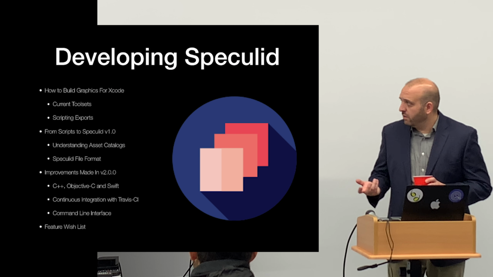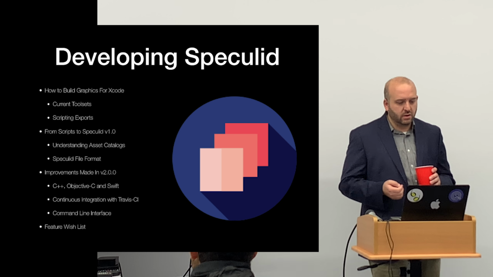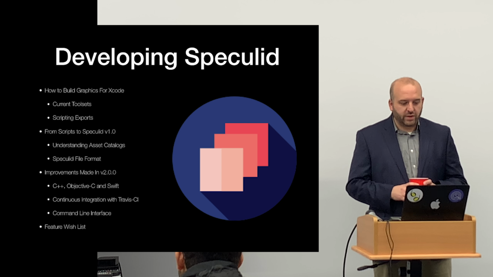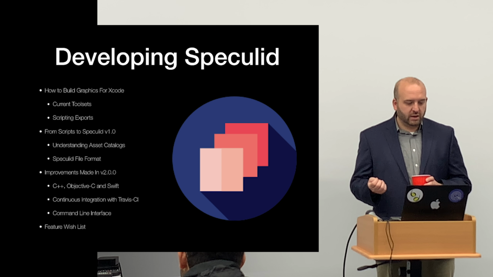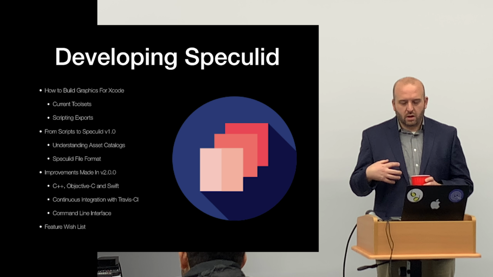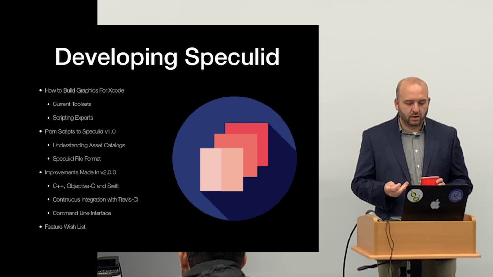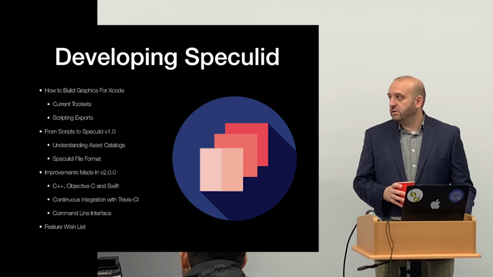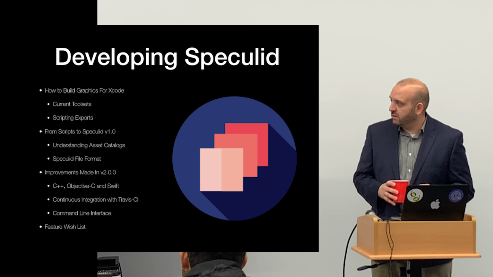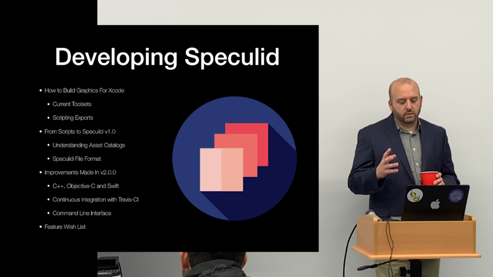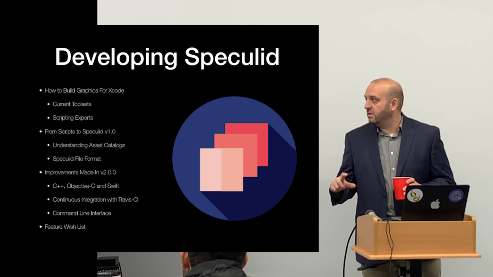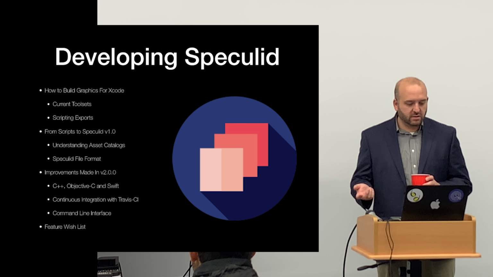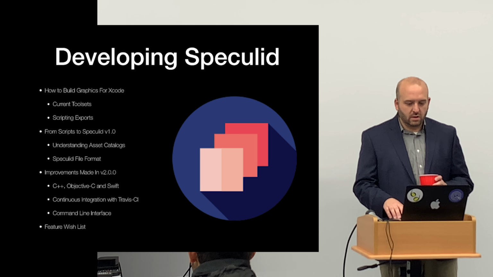So first, the app is primarily for building graphics for Xcode. So we'll talk about how to build graphics for Xcode now and how people typically do it. We'll then talk about how to script that and automate it. And then I'll talk about how I built the first version of the app and get an understanding of how asset catalogs work in Xcode. And then get a little bit into the file formats that exist for this. And then we'll get into how to do Objective-C and Swift interop. And then continuous integration, building a command line interface, and then what's my feature wish list for the next version.